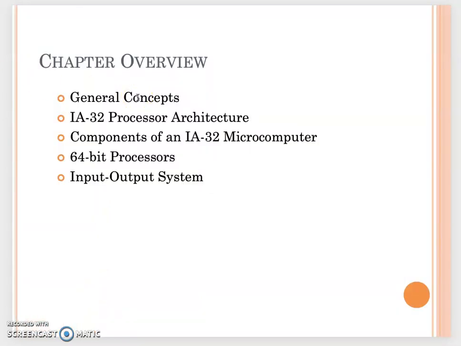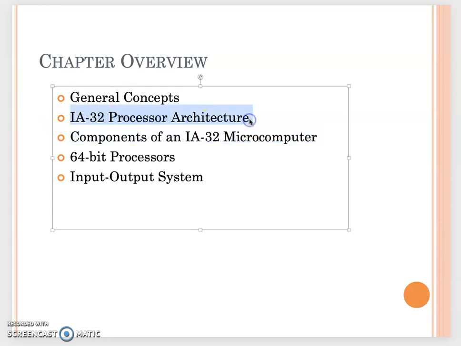At the beginning, we will talk about the general concept of the processor cycle, how we pass in the data and process it in the CPU. We will use the Intel architecture 32 processor example to demonstrate all the components of the Intel architecture 32 microcomputer. Of course, we will focus on the 32-bit environment for this class. We also will talk about the 64-bit processor. Then at the end, you will understand the input and output system from the CPU point of view.